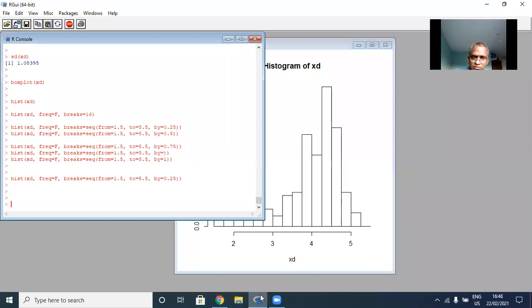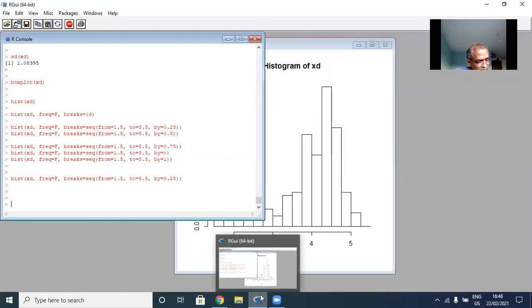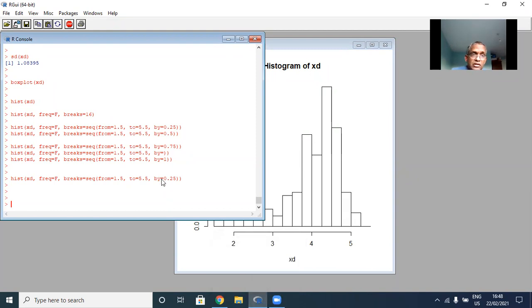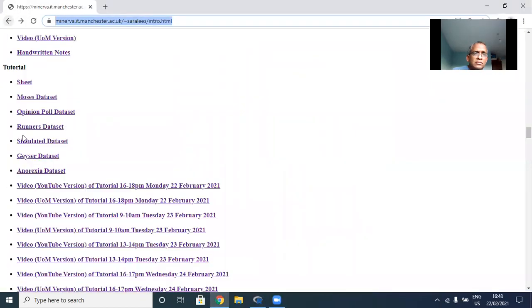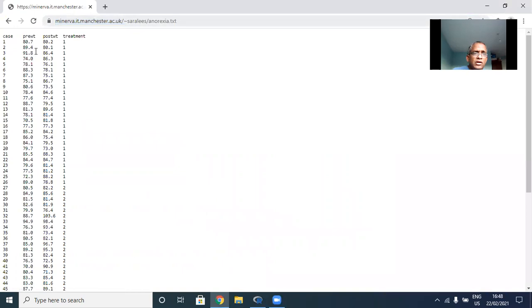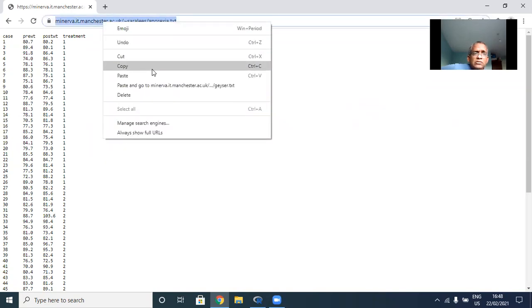I don't know if I have time for exercise 3 left, but let me squeeze it in if I can, if you don't mind. If you go to exercise 3 in the tutorial sheet, it's about the anorexia data set. Anorexia, I guess, is some kind of a disease. This is the data set. You have 4 columns of data: case number, pre-weight, post-weight, and then the last column is the treatment column.